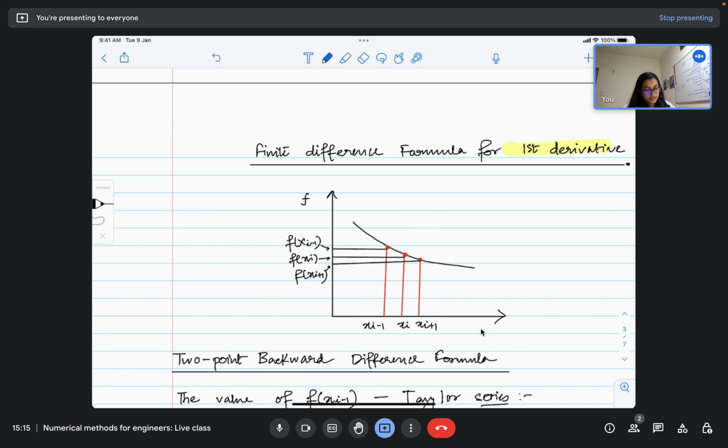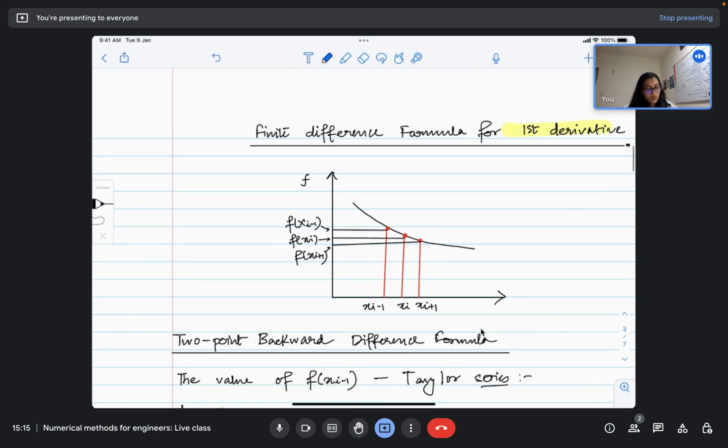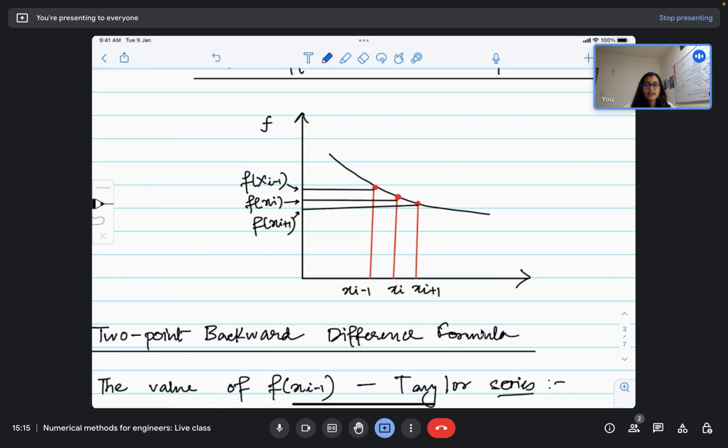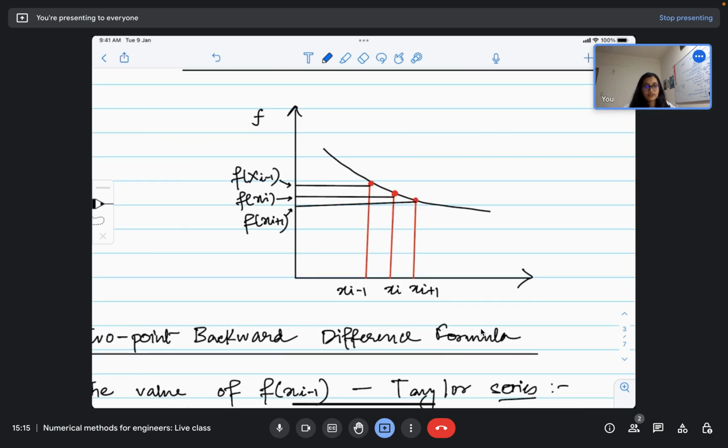And in this case, let us first understand what is happening in this graph, okay? And slowly and gradually we will go ahead and derive the formula for finite differences for numerical differentiation, okay? Suppose this is the curve that we have, basically the function f of x, okay? And we have labeled 3 points.